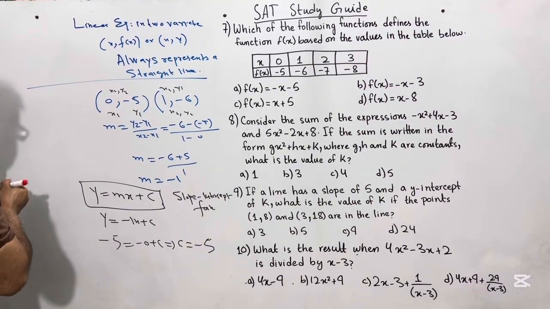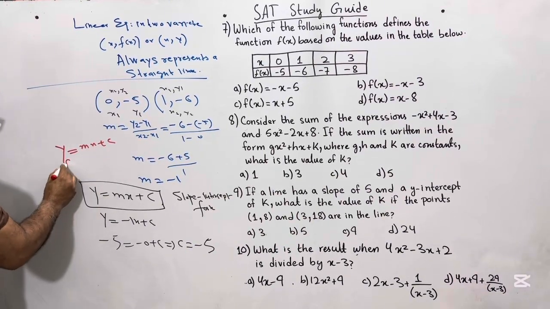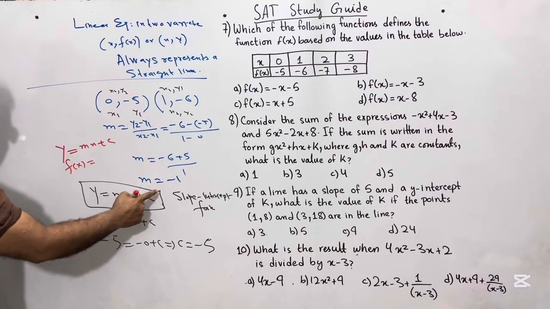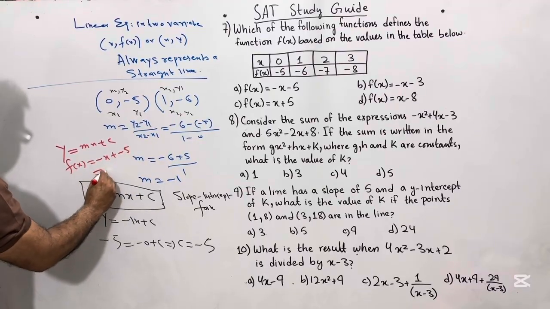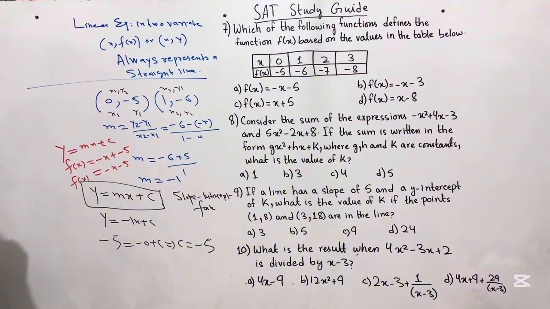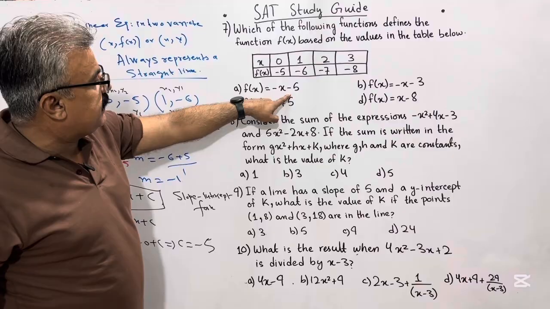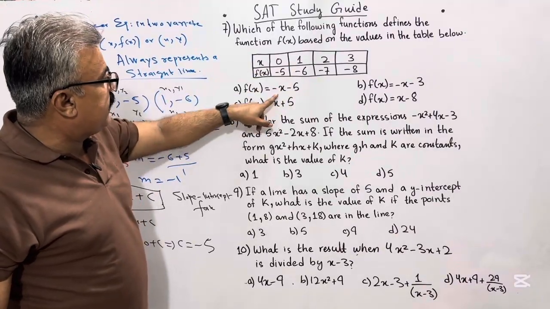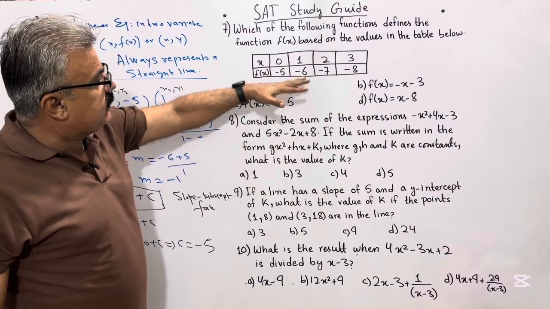So my complete equation is y equals mx plus c. Y can be written as f of x, m is minus 1, c is minus 5. So minus x minus 5 is our required function. That is option E. If you want to utilize the options, it's really very simple. Put x equal to 0, and we get f of x equal to minus 5. If we plug in x equal to 1, minus 1 minus 5 becomes minus 6. Easy to verify.